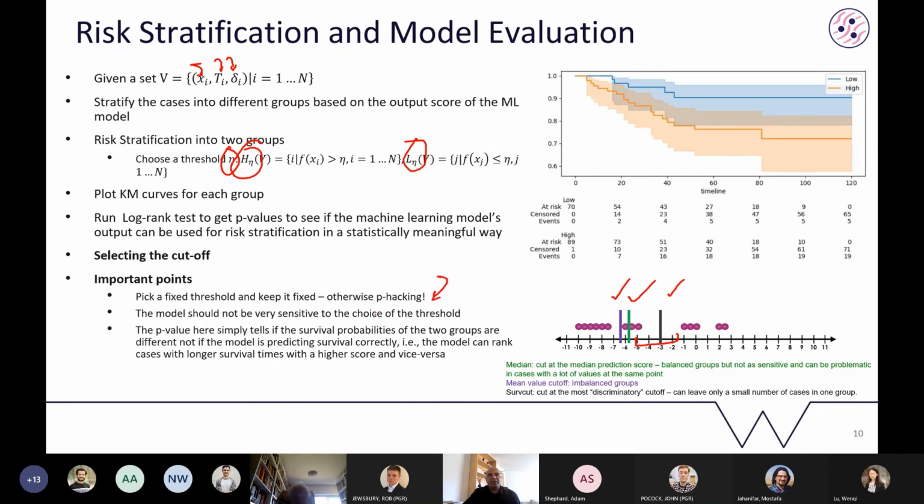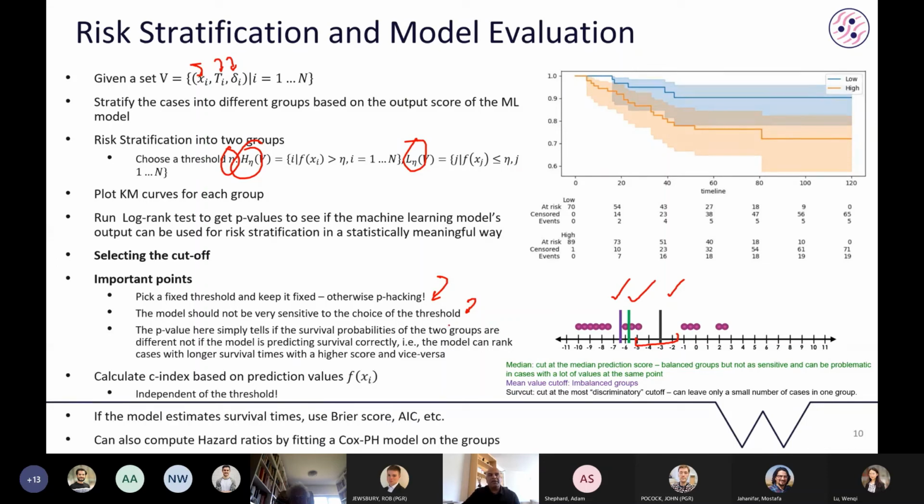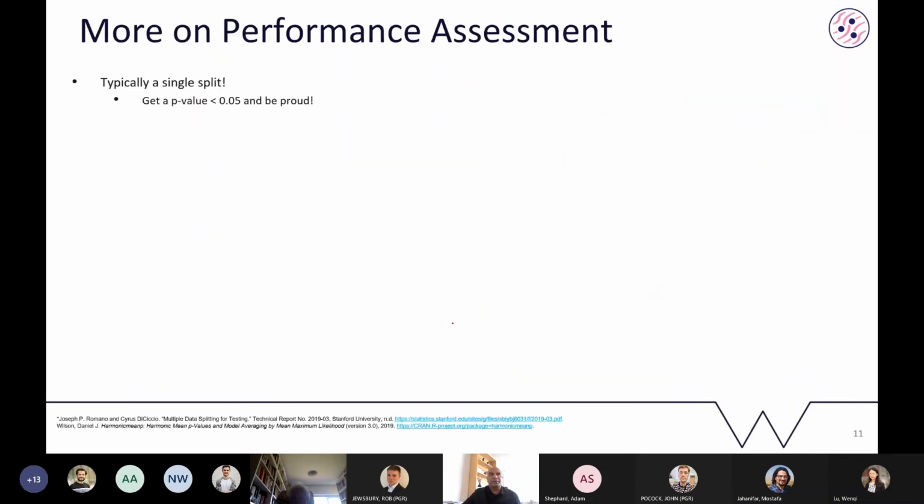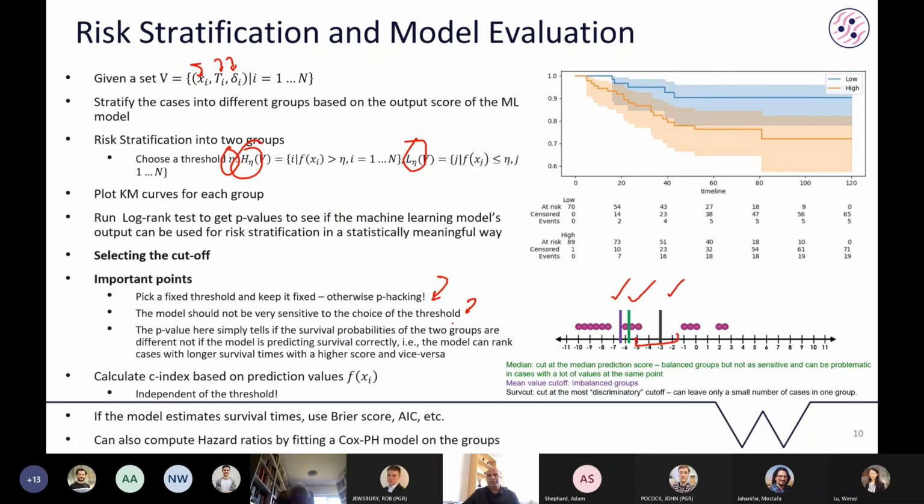The model should not be very sensitive to the choice of the threshold. So if a model is actually robust, changing the threshold by a small amount should not affect the output of your log-rank test. And that is also an important point. So you can also calculate C indices that would tell you how good or bad your model is at ranking people with good survival from people with bad survival, and you can also compute hazard ratios and everything like that.